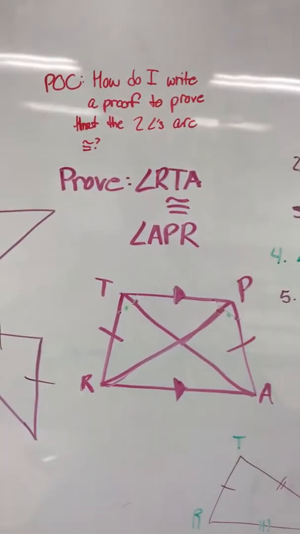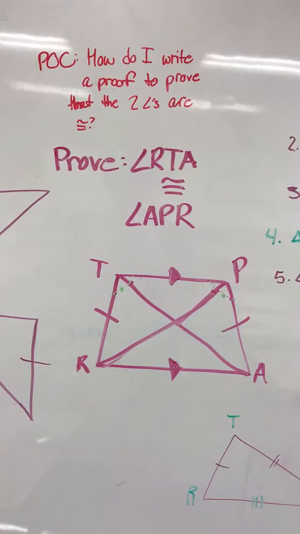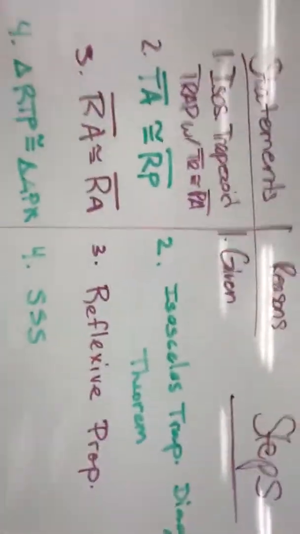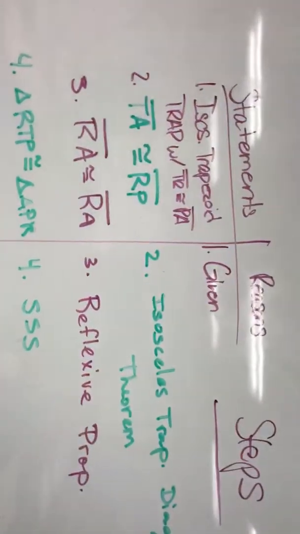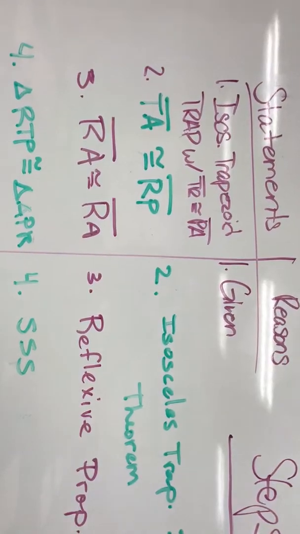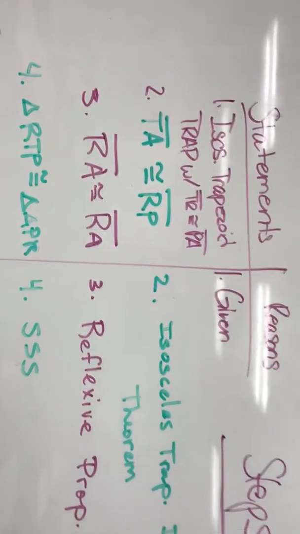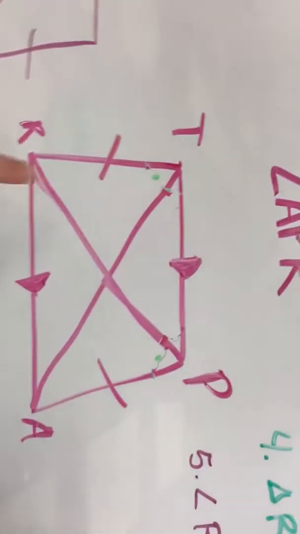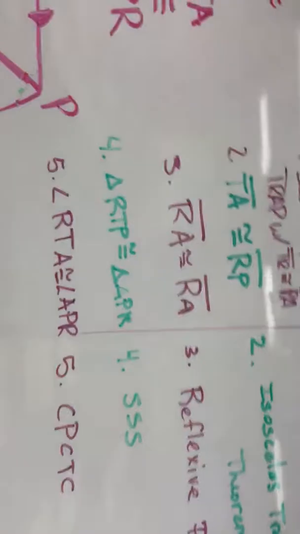All right, so in order to prove that angle RTA is congruent to angle APR, first thing we do is write down the given. So you wrote down given was isosceles trapezoid, and our TR is congruent to PA. So TR and PA are congruent. You mark those on the shape.